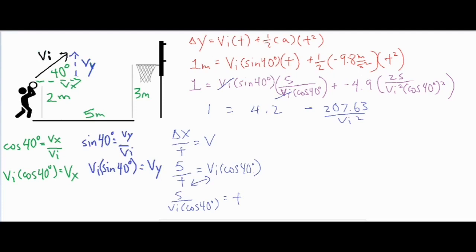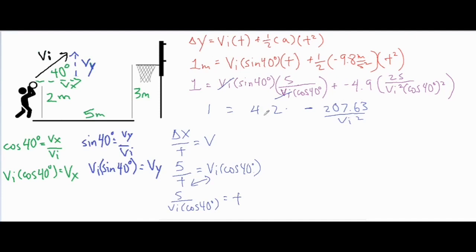So it simplified down quite a bit because a lot of what we had were just numerical values that we could simplify. So again, I took the sine of 40 times 5 divided by cosine of 40 degrees. It gave me a single value of 4.2. Over here, I took the 4.9 times 25 divided by cosine of 40 degrees squared. That left me with 207.63, drop the VI squared on the bottom.